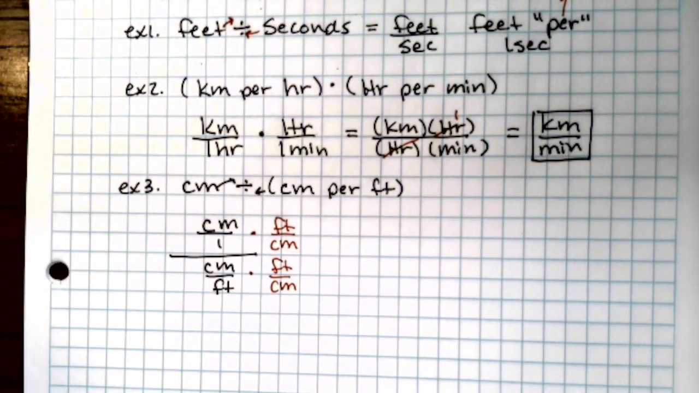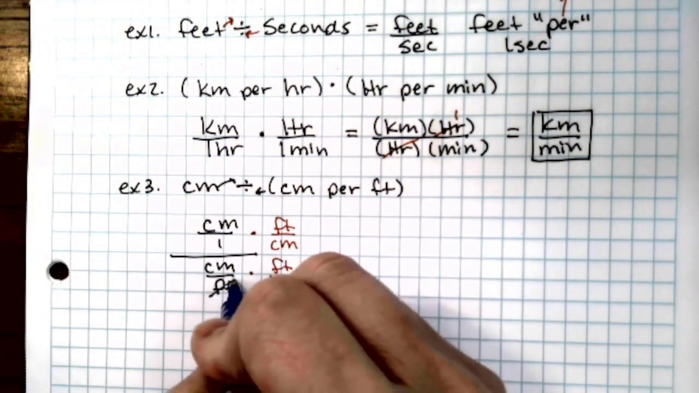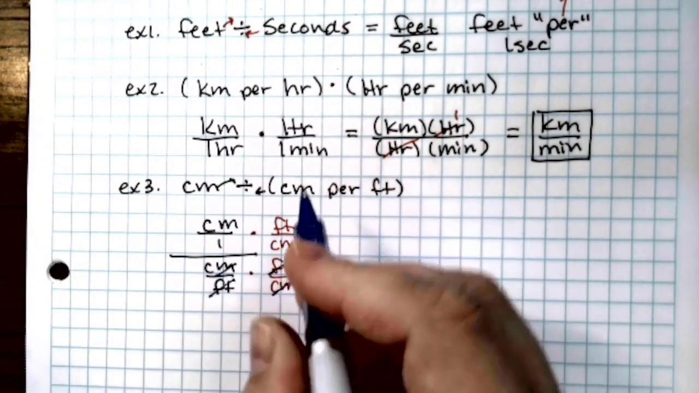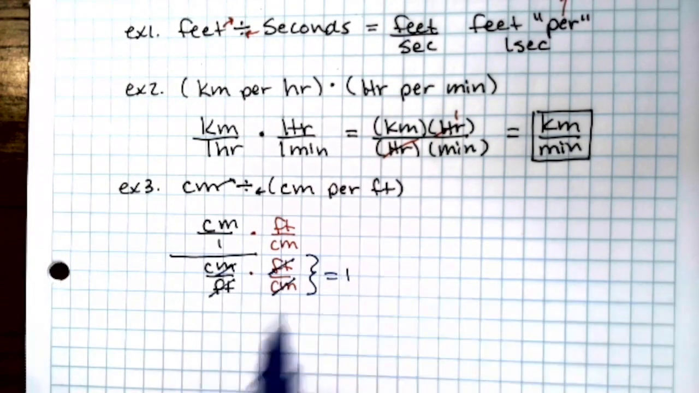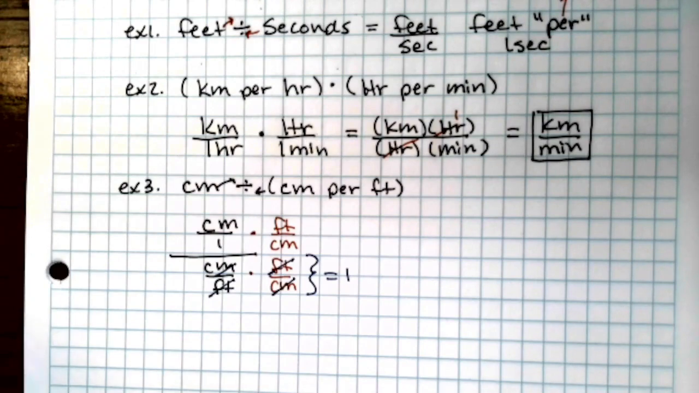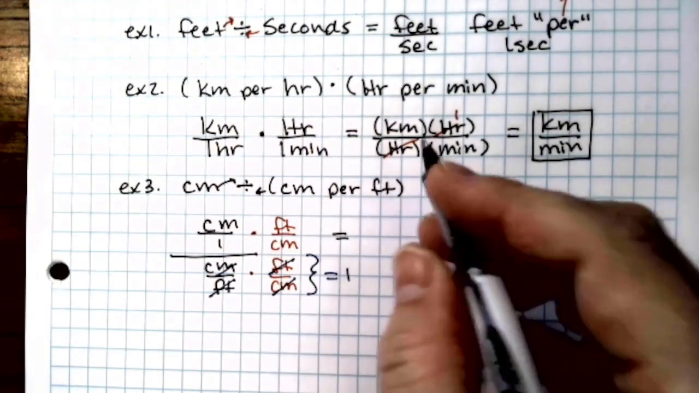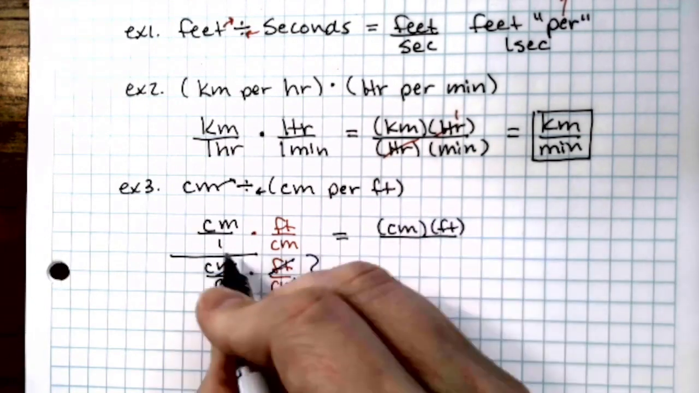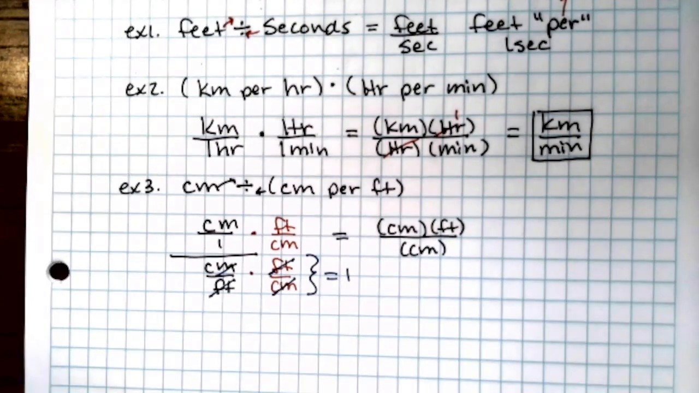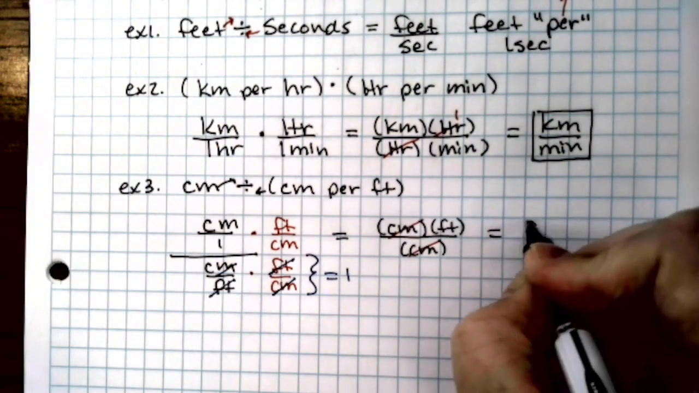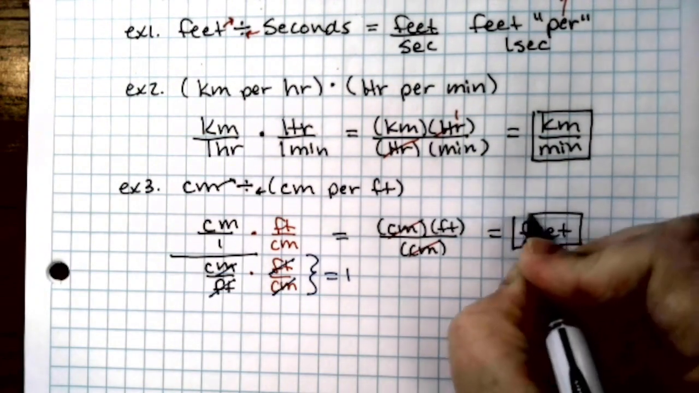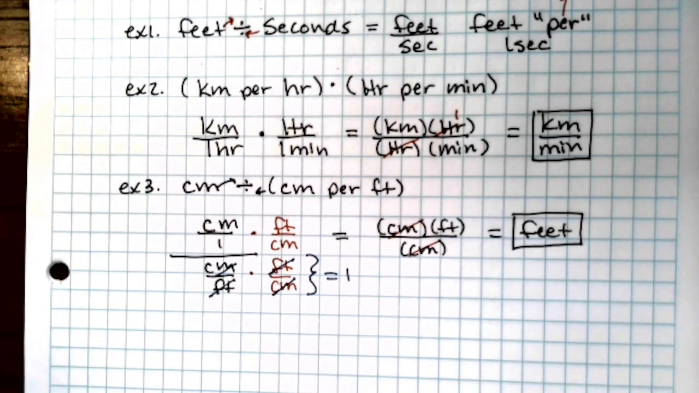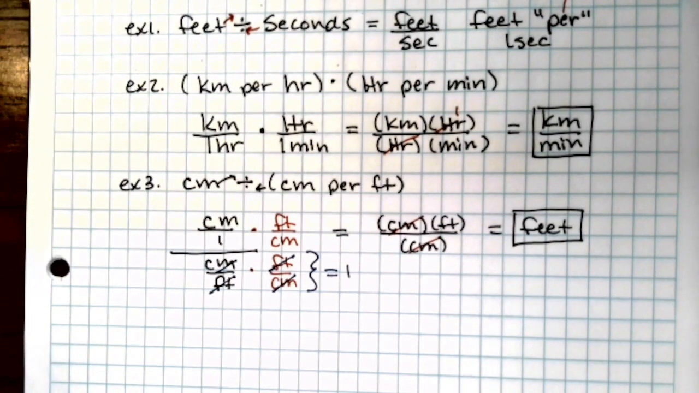The reciprocals on the bottom all divide to 1. Feet go into feet one time, centimeters go into centimeters one time. The entire bottom simplifies to a 1, which we can then disregard. So on the top, multiplying the tops together, I have centimeters times feet over 1 times centimeters, which is centimeters. Centimeters divides into centimeters one time, and I'm left with feet as my final unit. So that's how you simplify units. It's using skills we already know, just in a different way.